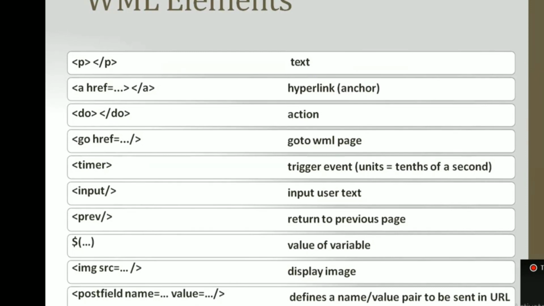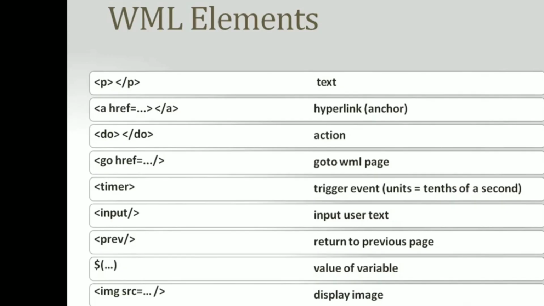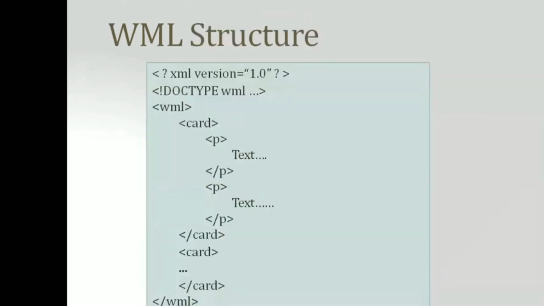The third tag is the do tag. The do tag is mainly used for initiating some action. Suppose if you want to do any action, we must use the tag named do. The next one is the go href tag. Go href is similar to the anchor tag, but in go href we must use the Wireless Markup Language.